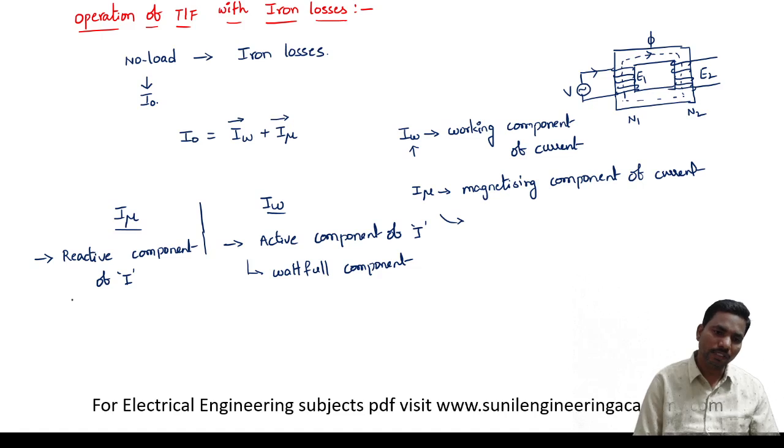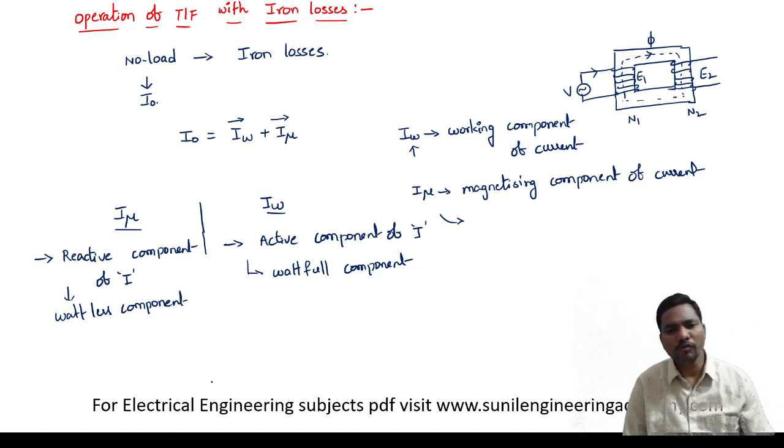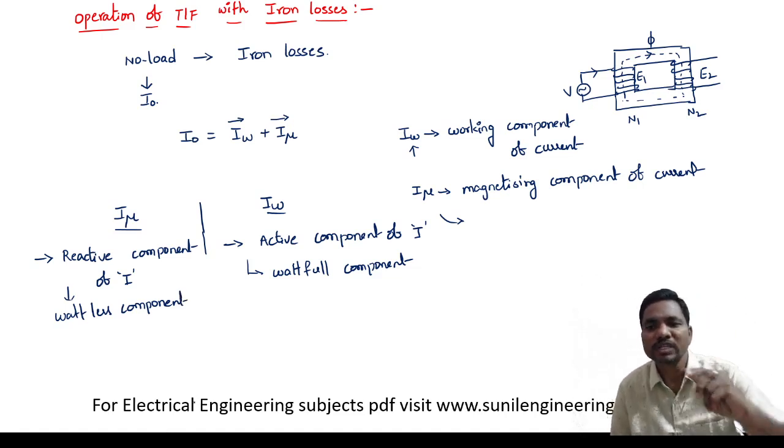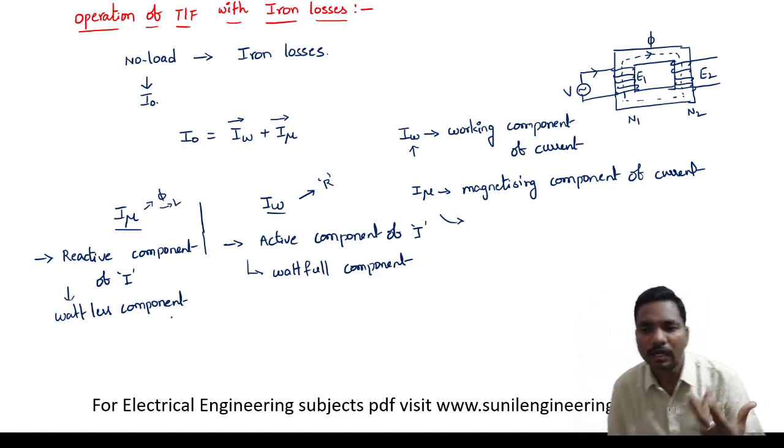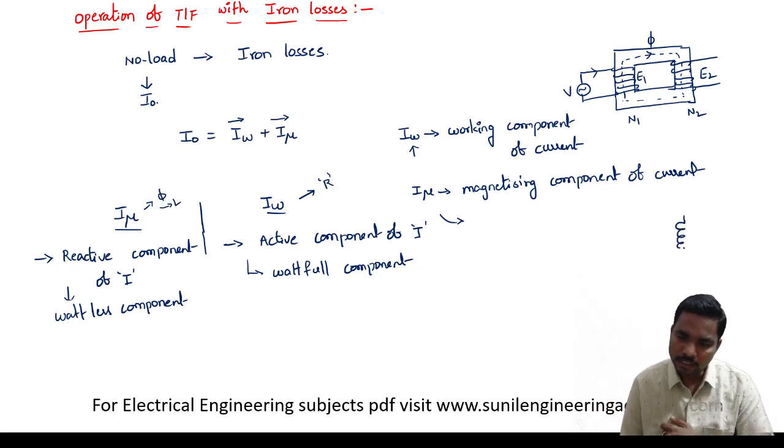Reactive in the sense wattless component. Okay, so we can simply understand by using the network analysis. IW is nothing but it is to meet the resistive losses. Okay, I mu is to produce the magnetic flux. That means it is the inductor. Let us take a pure inductor.